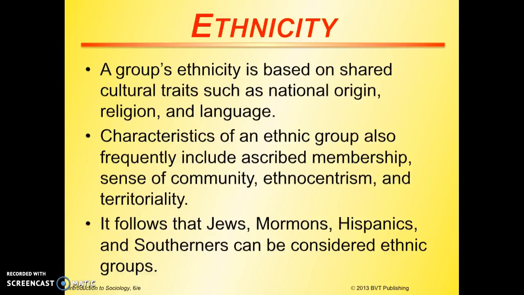A group's ethnicity is based on shared cultural traits such as national origin, religion, and language. Characteristics of ethnic groups also frequently include ascribed membership, sense of community, ethnocentrism, and territoriality. It follows that Jews, Mormons, Hispanics, and Southerners can be considered ethnic groups.